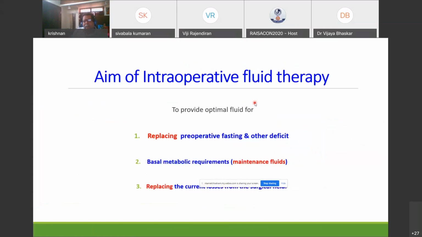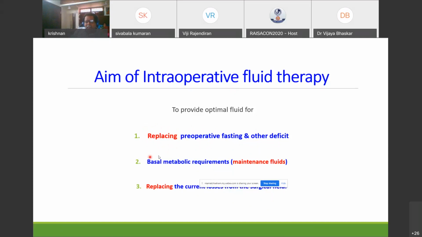So coming to our today's class, intraoperative fluid therapy. The aim of our intraoperative fluid therapy is to provide for the following. Preoperatively the patient was fasting, or if you are going to do an emergency surgery, the patient would have vomited or had some other intestinal obstruction, some other blood loss, they would have lost fluid or blood. So our first aim is to replace the preoperative deficit. This word is very important. We are going to replace.